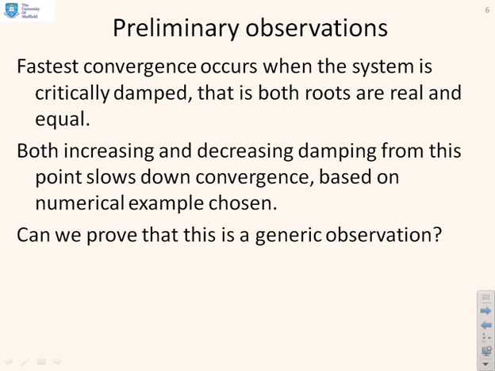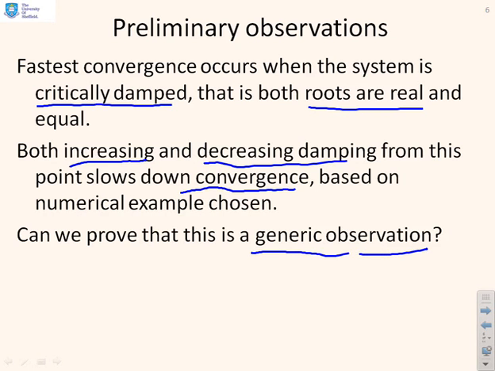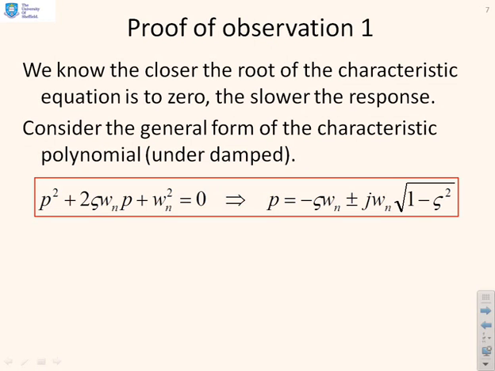So, preliminary observations. The fastest convergence occurred when the system is critically damped. That is, both roots are real and equal. If we increase or decrease damping from this point, we actually slow down convergence for that numerical example that we chose. So what we want to do next is see, is this a generic observation? Can we prove this for other systems?